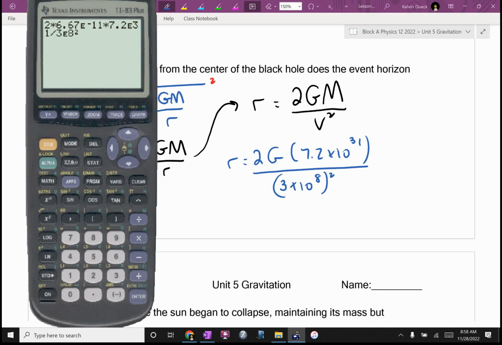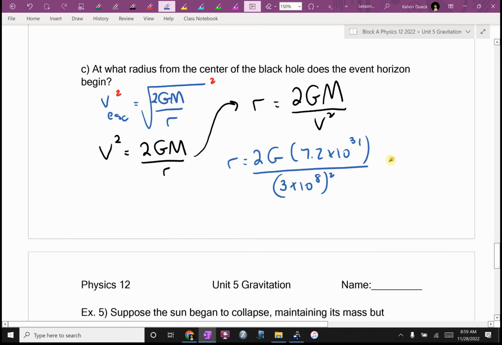2 big G times 7.2 times 10 to the 31, over 3 times 10 to the 8th squared. You get 106,720? Or if I make that into kilometers, about 107 kilometers wide. I'll go 1.07 times 10 to the 5th meters.